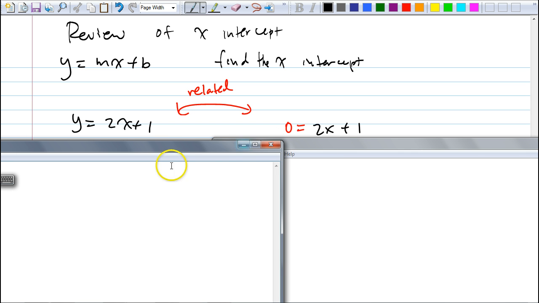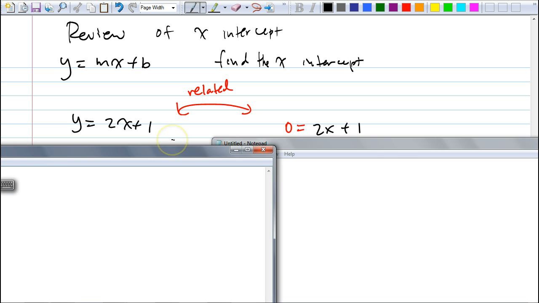So go ahead then. Everybody go ahead and do this. Tell me the x-intercept for this linear equation. Because you will see it's really similar for the quadratic equation too to find the x-intercept. Go ahead, everybody figure this out. I'll wait.